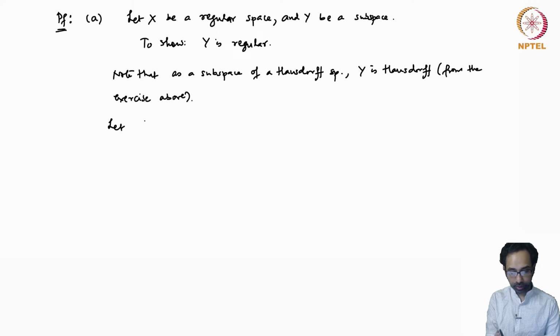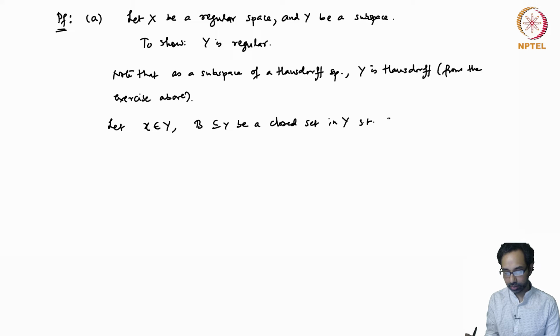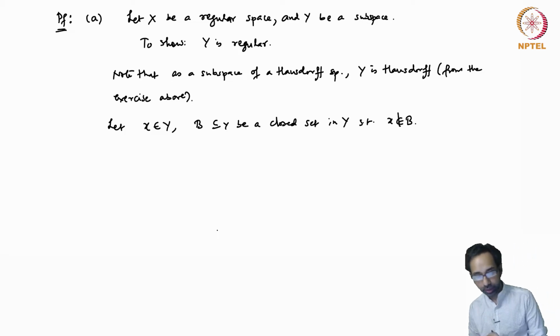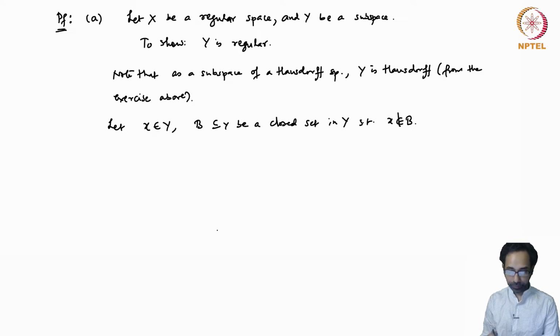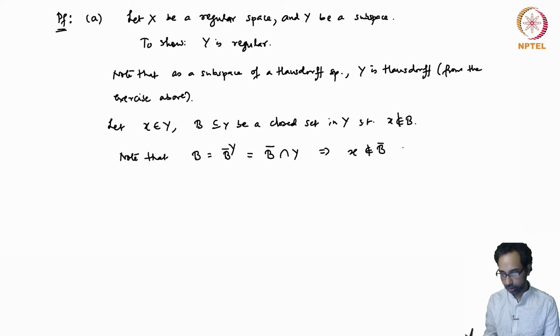So let x be a point in Y and B be a closed set in Y, such that x does not belong to B. And now we have to produce disjoint open sets containing x and B in the subspace topology of Y. So we will of course use the regularity of X here. So note that B is equal to B closure in the subspace topology of Y, but this is, as we have seen before, equal to the closure in X intersected with Y. And since x belongs to Y and x does not belong to B, this implies that x does not belong to B closure in X. So the closure is in X, and now we can use the regularity property of X.